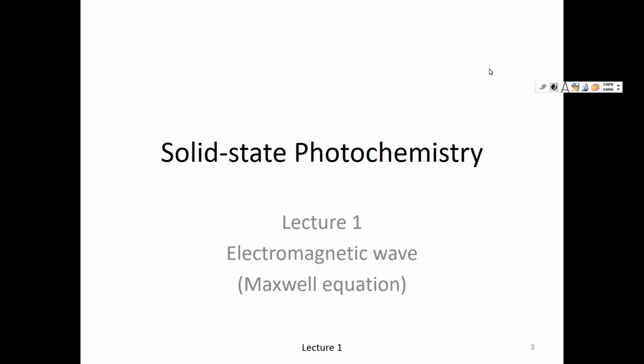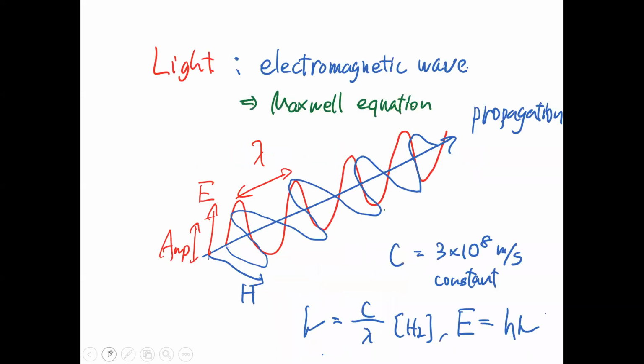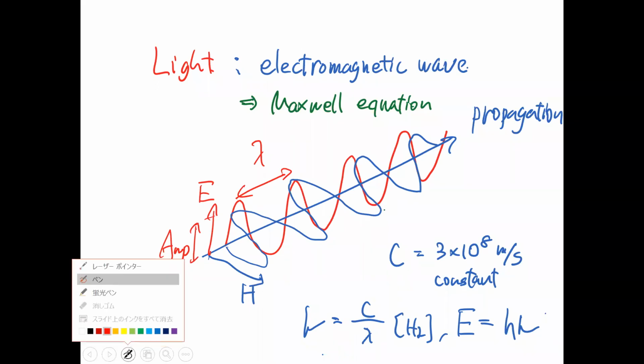So this is lecture 1 about electromagnetic wave and Maxwell equation. Before going into it, let's review what is light. So what is light? Because in this lecture, we are going to study the photochemical or photophysical processes related to the photo devices. So light is always involved.